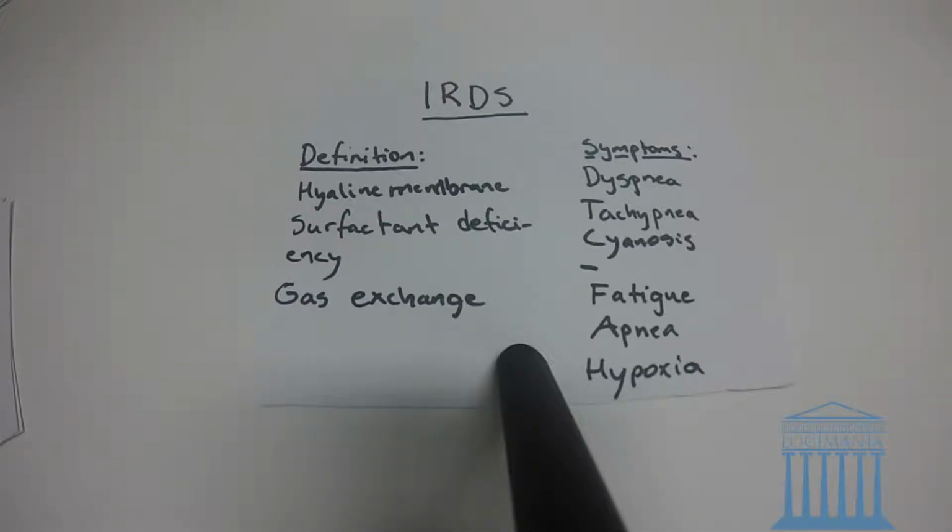Hello and welcome to LociMania and IRDS, which is Infant Respiratory Distress Syndrome, also called Neonatal Respiratory Distress Syndrome. So let's go to the definition.